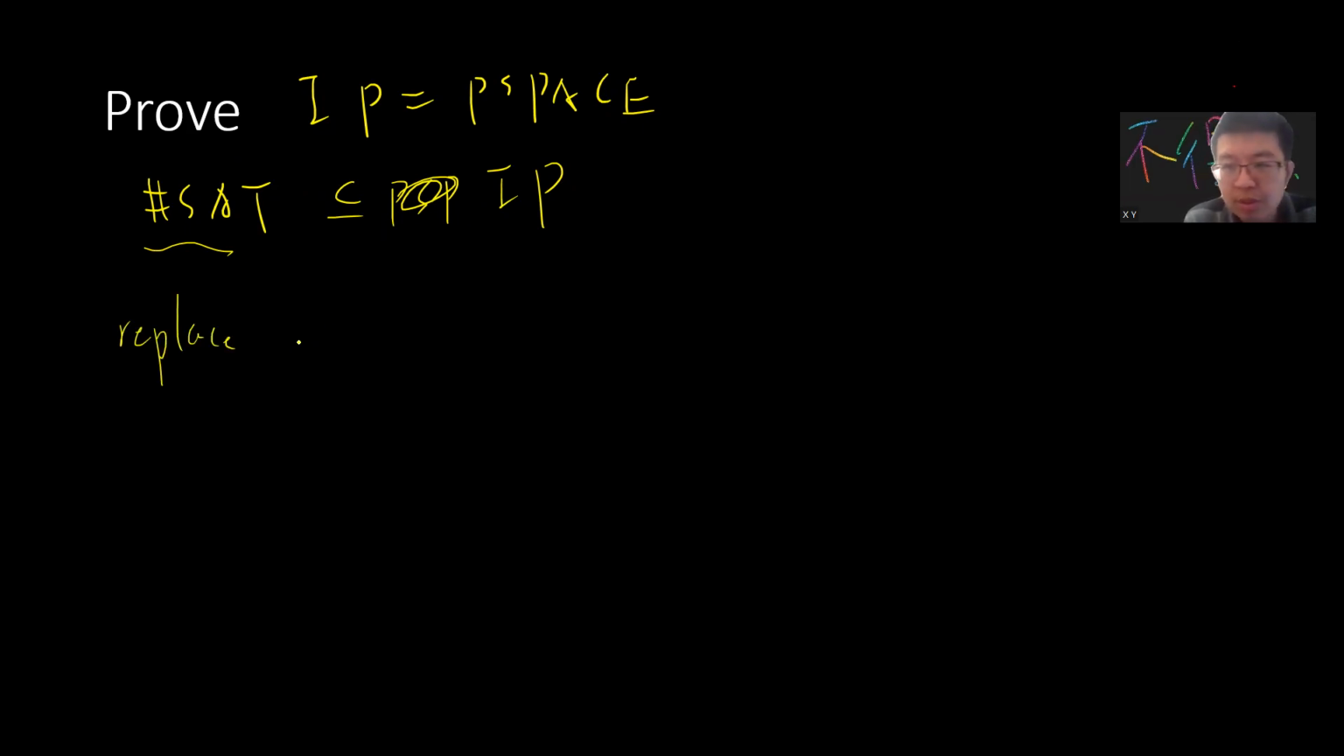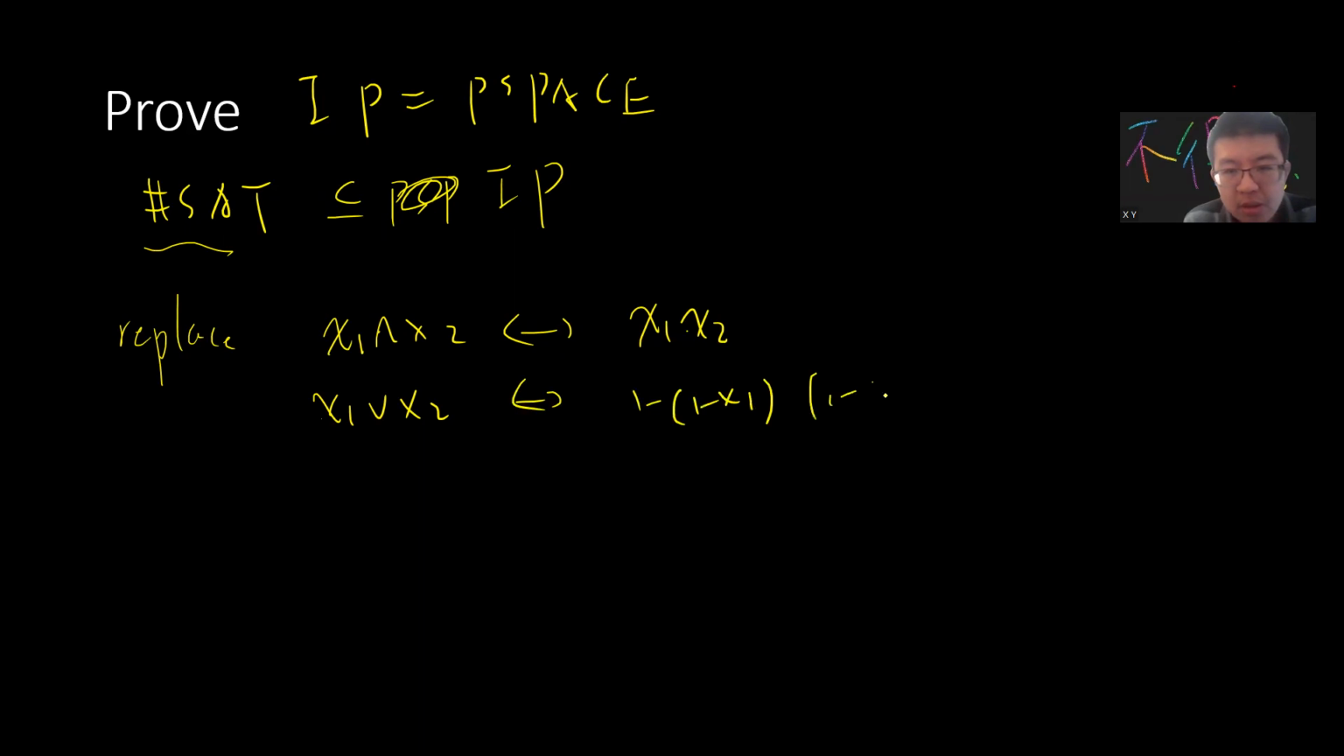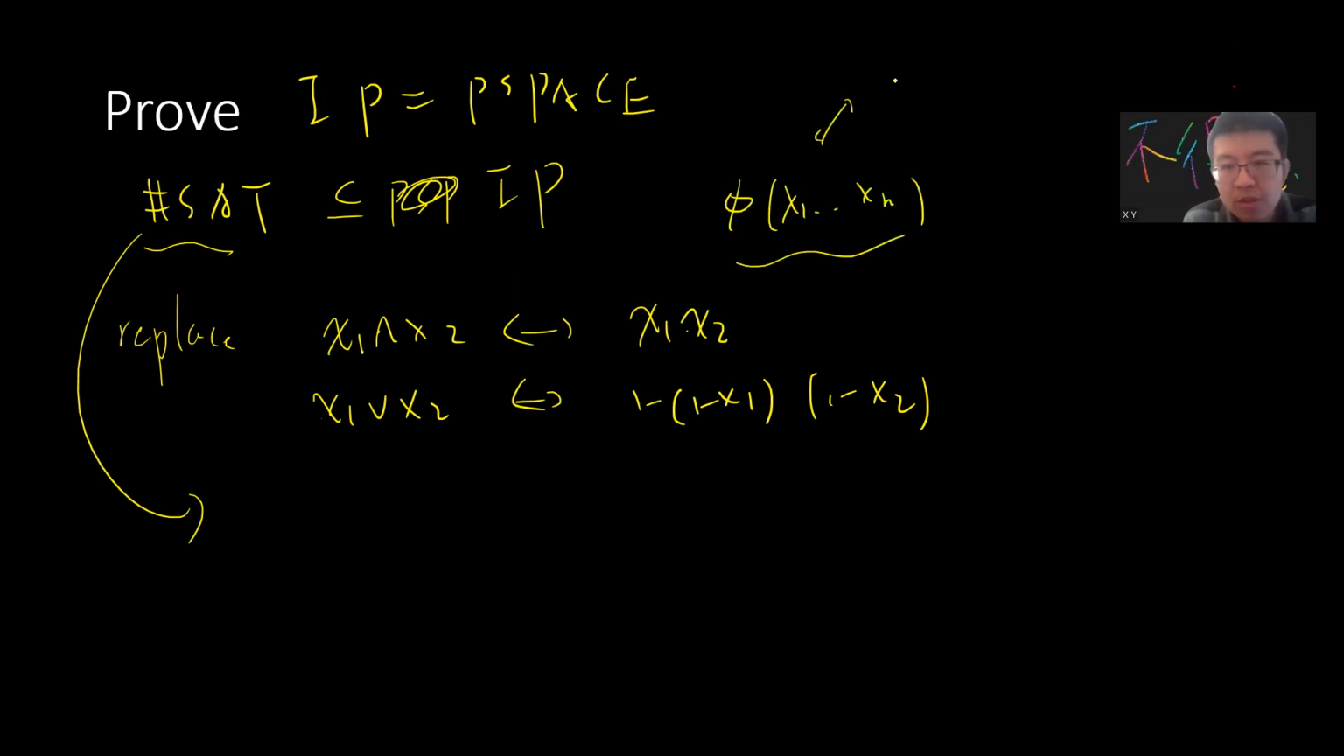So it's an arithmetization. For example, if you have AND, then you can just replace it by x1 times x2, and for OR, you can replace it by this. So the #SAT problem becomes: if you start with a Boolean formula, say in 3-CNF, then you can just try to compute this.